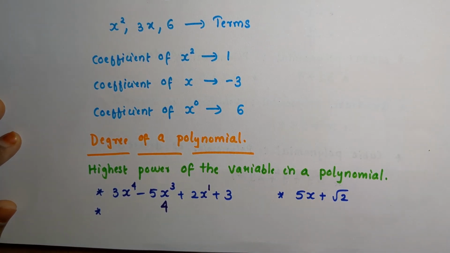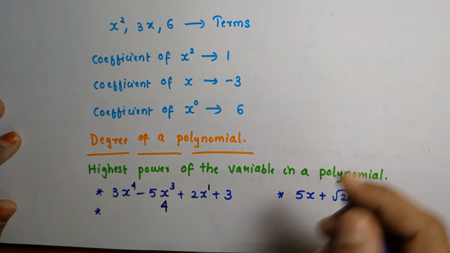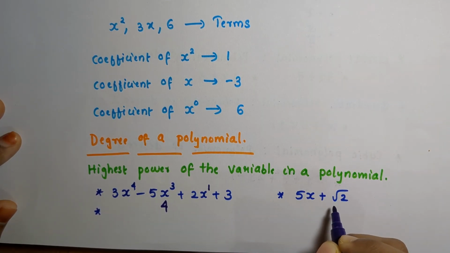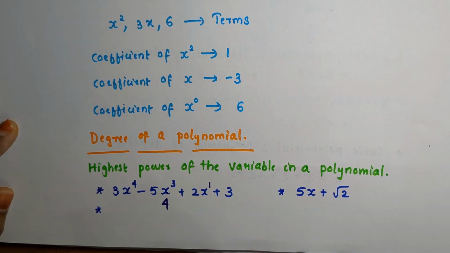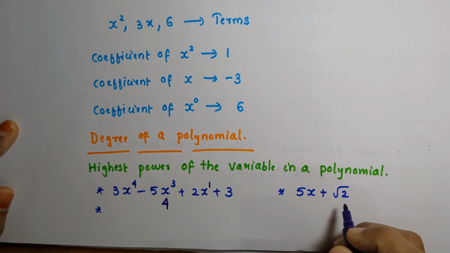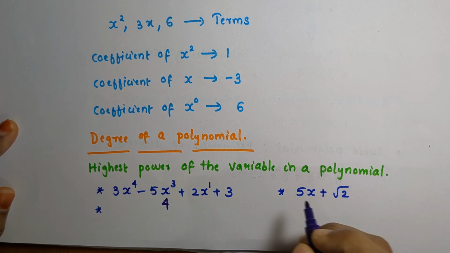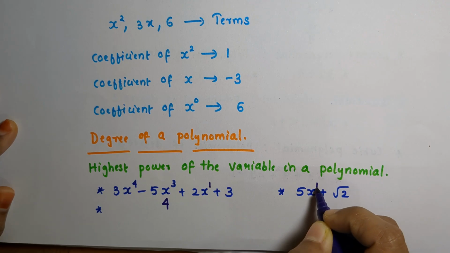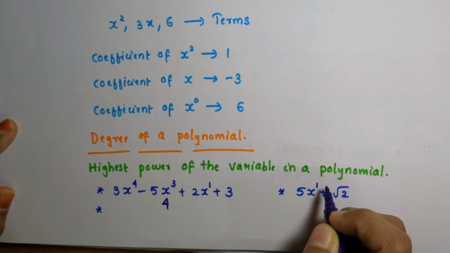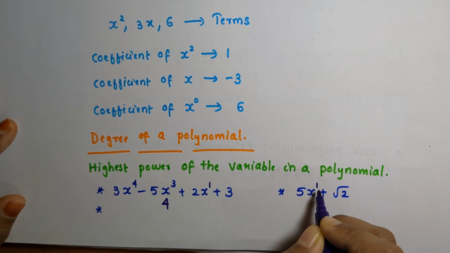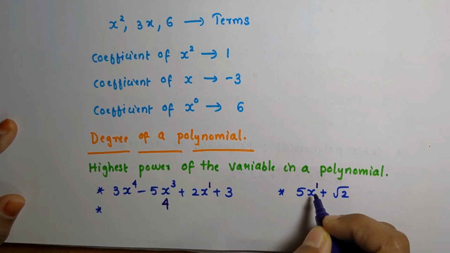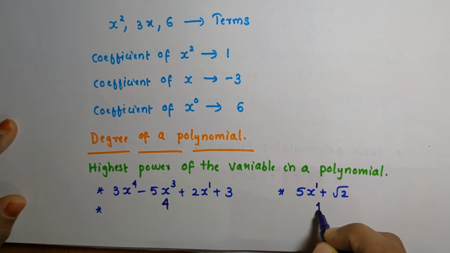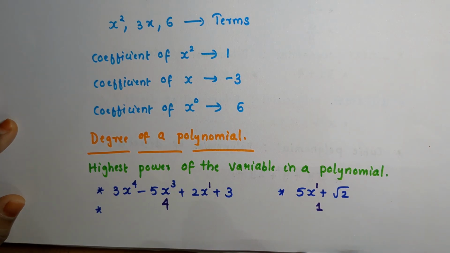Okay, similarly, consider this polynomial 5x plus root 2. In this polynomial, the power of the variable x is 1. X means x raised to 1. So the highest power of the variable in a polynomial is known as the degree of the polynomial. So here the power is 1, so this polynomial has a degree equal to 1.